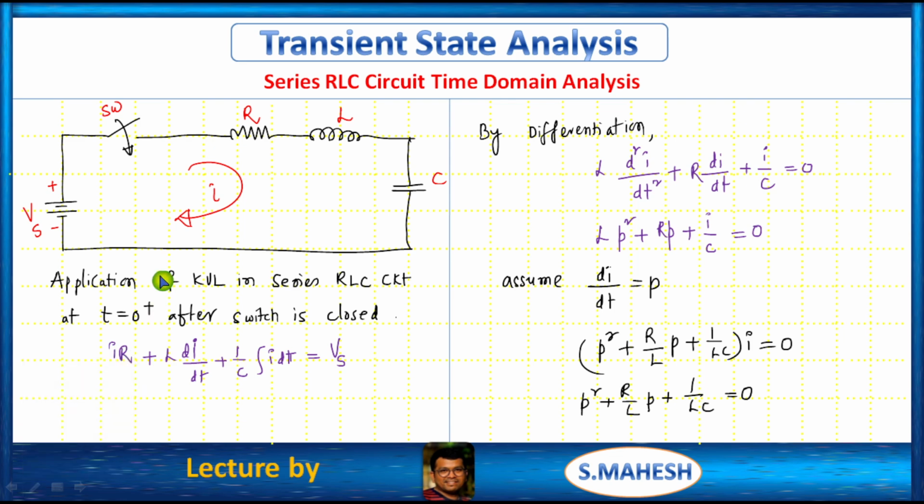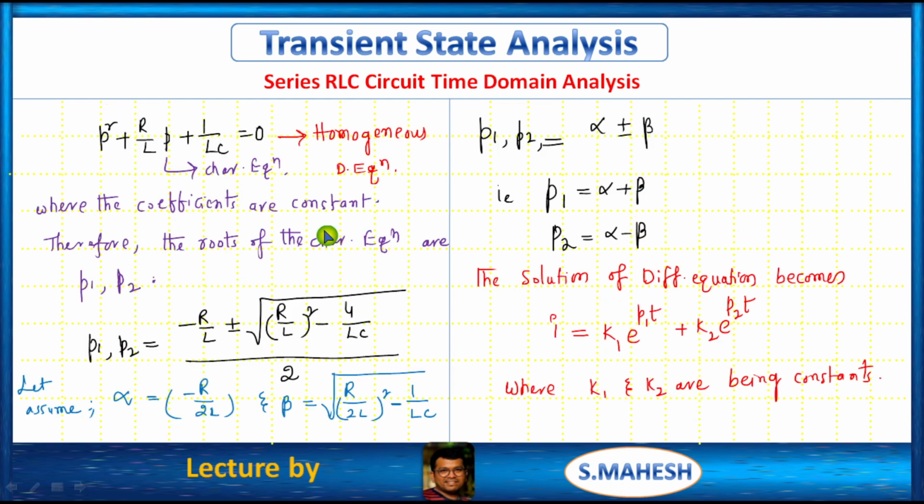So this is a series RLC circuit. From this, when the switch is closed, obviously we will get by KVL the voltage balance equation, right? So by differentiation we will get like this. So from this, di by dt should be equal to P. From this, we have P square plus R by L into P plus 1 by LC is equal to 0. Let us say this is the characteristic equation. This is a quadratic equation, right? Therefore the roots of this characteristic equation are nothing but P1, P2. For that, this is the formula, we all know that.